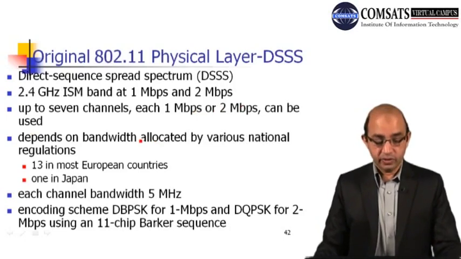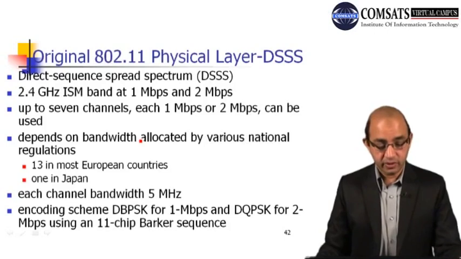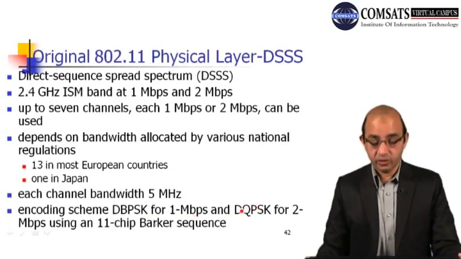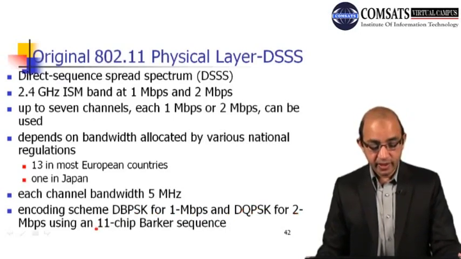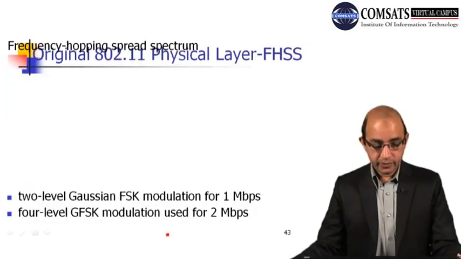Bandwidth allocation: it is all correlated with the bandwidth allocation by various regulation authorities. Each channel bandwidth is 5 megahertz. The encoding scheme is differential binary phase shift keying for 1 megabit per second, and we have differential quadrature phase shift keying for 2 megabit per second using an 11 chip Barker sequence, right?